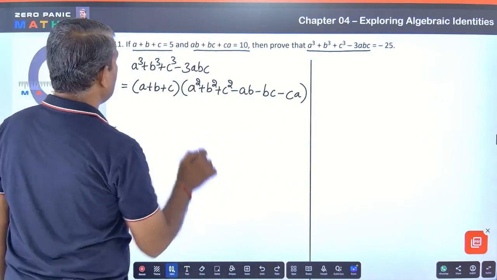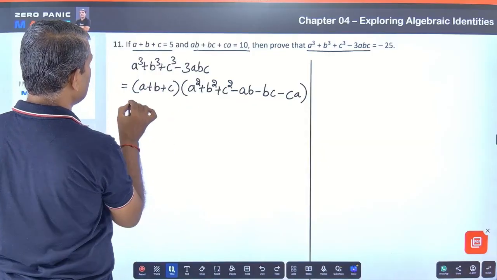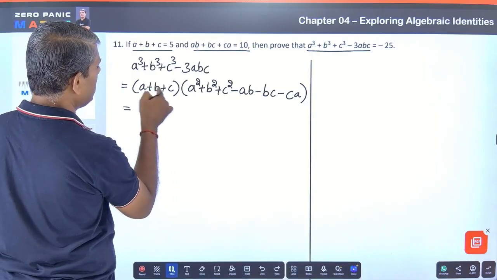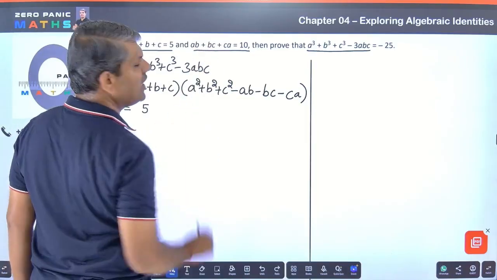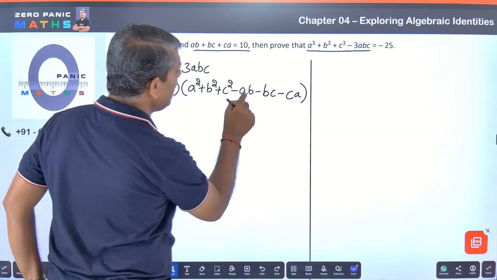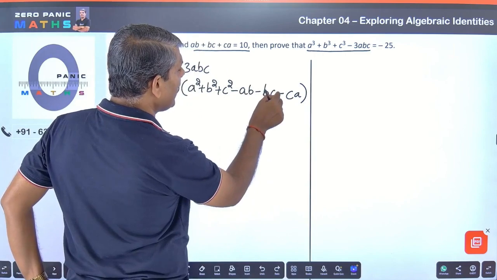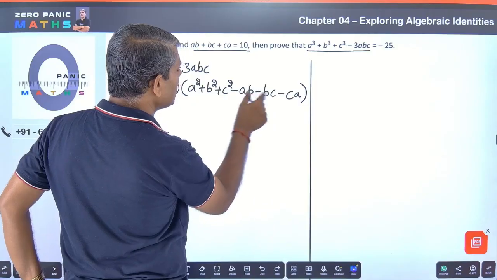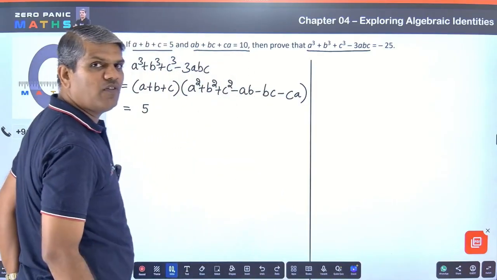Now I know the value of this, that a plus b plus c is equal to 5. Let me put in that value. A plus b plus c is equal to 5, it is given. ab plus bc plus ca is given. Listen to me carefully here, but here it is minus ab minus bc minus ca. So if I take out minus as common, these three terms will become ab plus bc plus ca, so that I can substitute the value of 10 there.